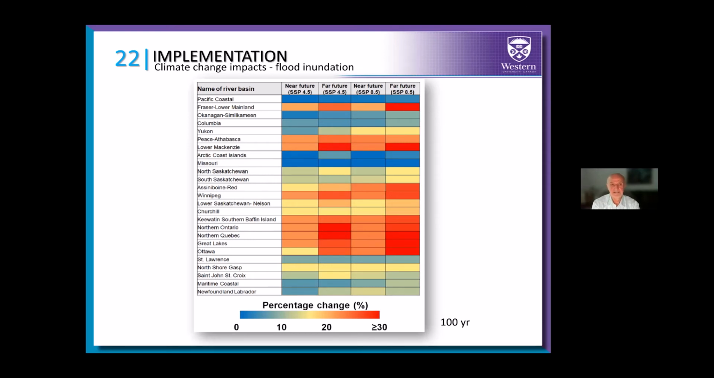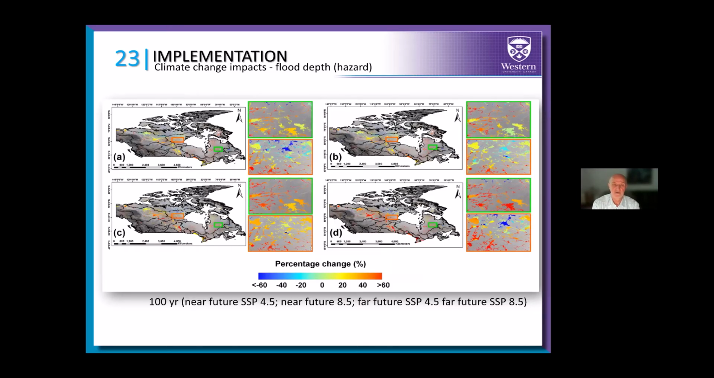The second outcome, the type of information that we generated, is the change in the flood depth or the flood hazard. And that's being done again. What you see here are the near future 4.5 scenario and 8.5 scenario. And obviously, with the more severe scenario, the color is becoming more red. This is also for the 200-year return period.